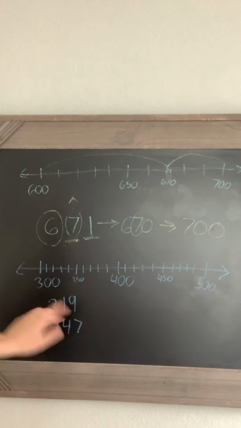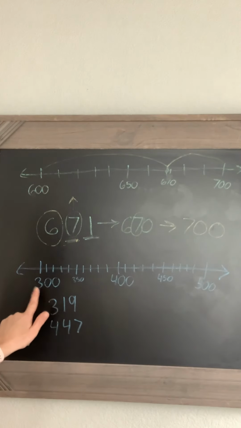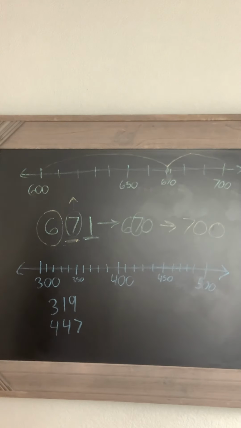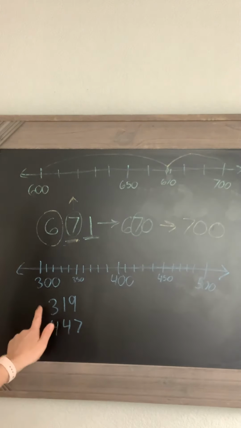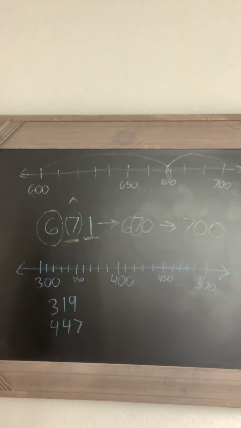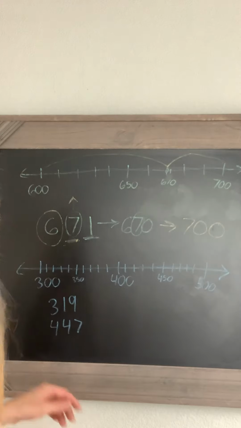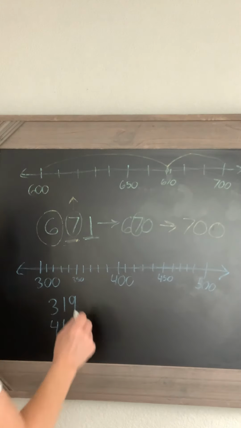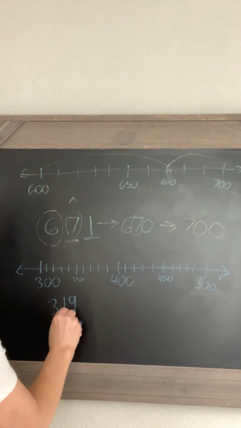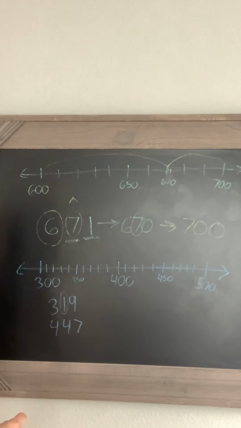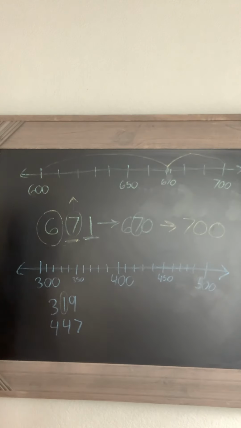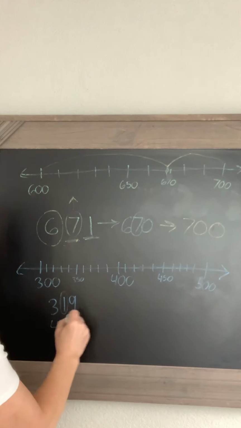Okay, let's try the next ones. So down here, I start with 300 and I end at 500. Okay, the first number, 319. We're going to round both of these numbers to the nearest 10 and also to the nearest 100. So I'm going to start with 319. I'm going to first round it to the nearest 10. So I'm going to circle the tens place. And then I have 1 ten. I look next door at the ones place.